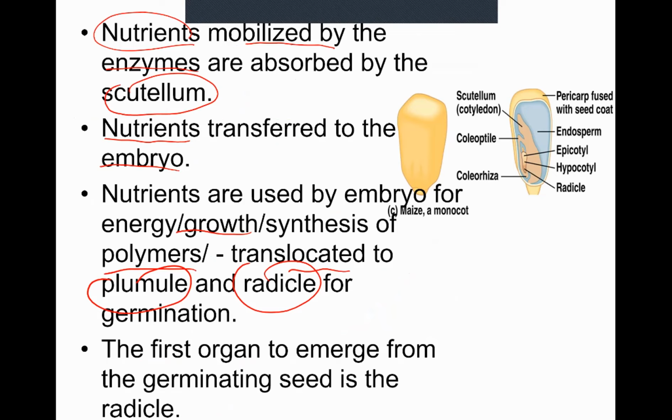Okay. So the first organ to emerge from the germination of seed is radicle. So organ pertama yang akan keluar during the germination is the radicle. That's why yang keluar, kita tengok kalau kacang hijau tu yang keluar naik dulu tu akar dia. Okay, right. Okay, again the picture of the scutellum. So nutrient from the endosperm is transported to the scutellum and then mobilized to the plumule and also radicle. Okay.